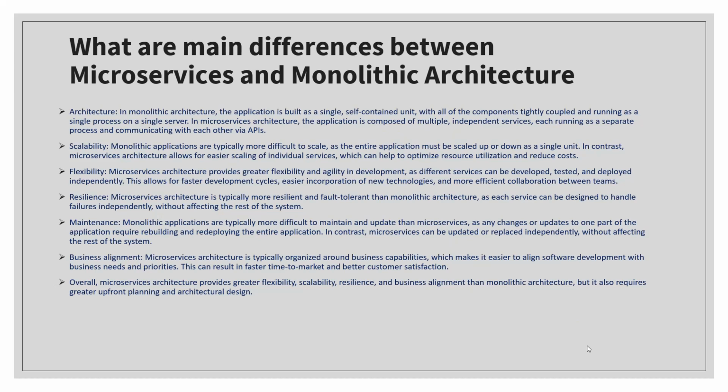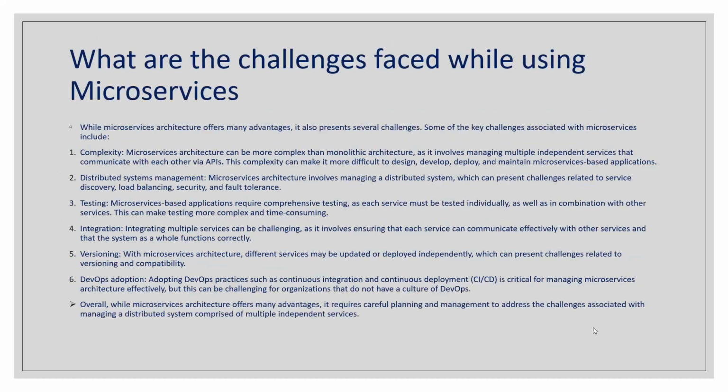Business alignment. Microservices architecture is typically organized around business capabilities, which makes it easier to align software development with business needs and priorities. This can result in faster time to market and better customer satisfaction. Overall, microservices architecture provides greater flexibility, scalability, resilience, and business alignment than monolithic architecture, but it also requires greater upfront planning and architectural design.